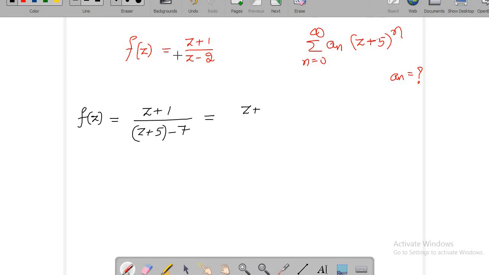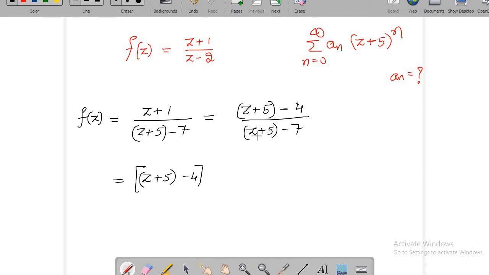now I'd like to simplify the numerator as well. I'd like to express it in terms of z plus 5. So z plus 5 minus 4. And in the denominator I have z plus 5 minus 7. So now this z plus 5 minus 4, I'll keep it at side.